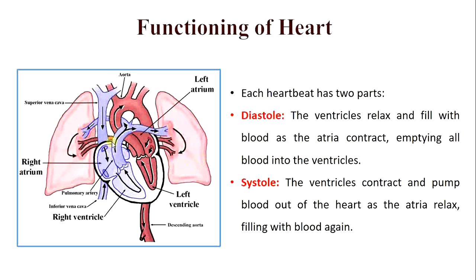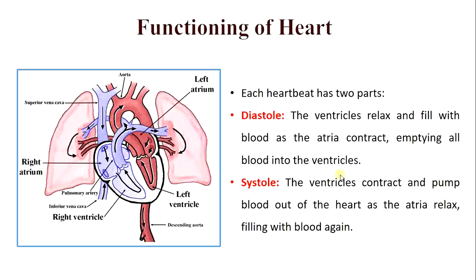So in this way the heart functions. There is a contraction and relaxation of the atriums and the ventricles. Each heartbeat has two parts, one is diastole and the other is called systole. In diastole, the ventricles relax and fill with blood as the atria contract, emptying all the blood into the ventricles. And in systole, the ventricles contract and pump blood out of the heart as the atria relax, filling with blood again.